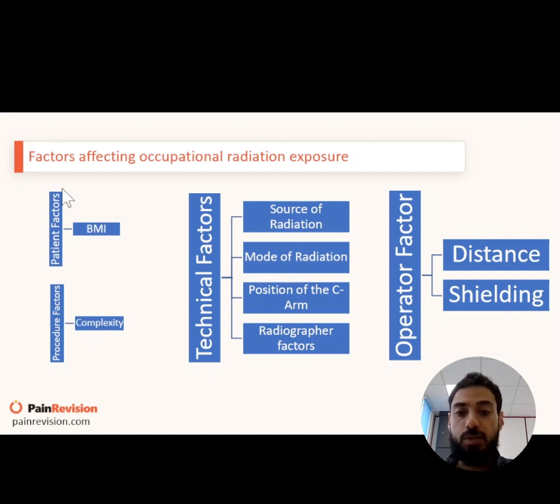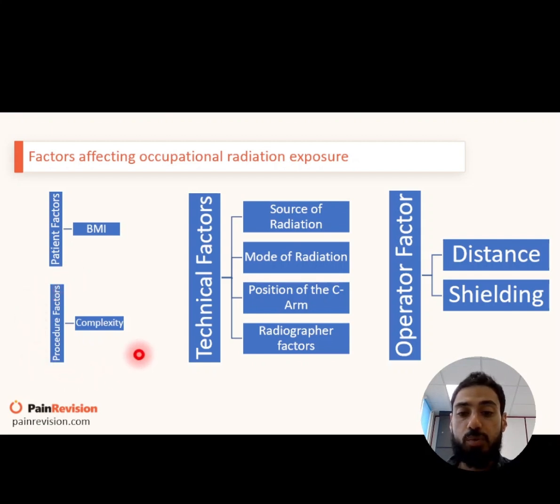Okay, so we'll start off with the patient factors, and the main one actually here is the BMI. If you have a patient with a higher BMI, they need a higher dose of radiation just so that you can get good penetration through the tissues in order to get a good image. And that naturally means a total higher dose of radiation to yourself and the patient, but also more scatter off the patient, and so a higher risk for yourself.